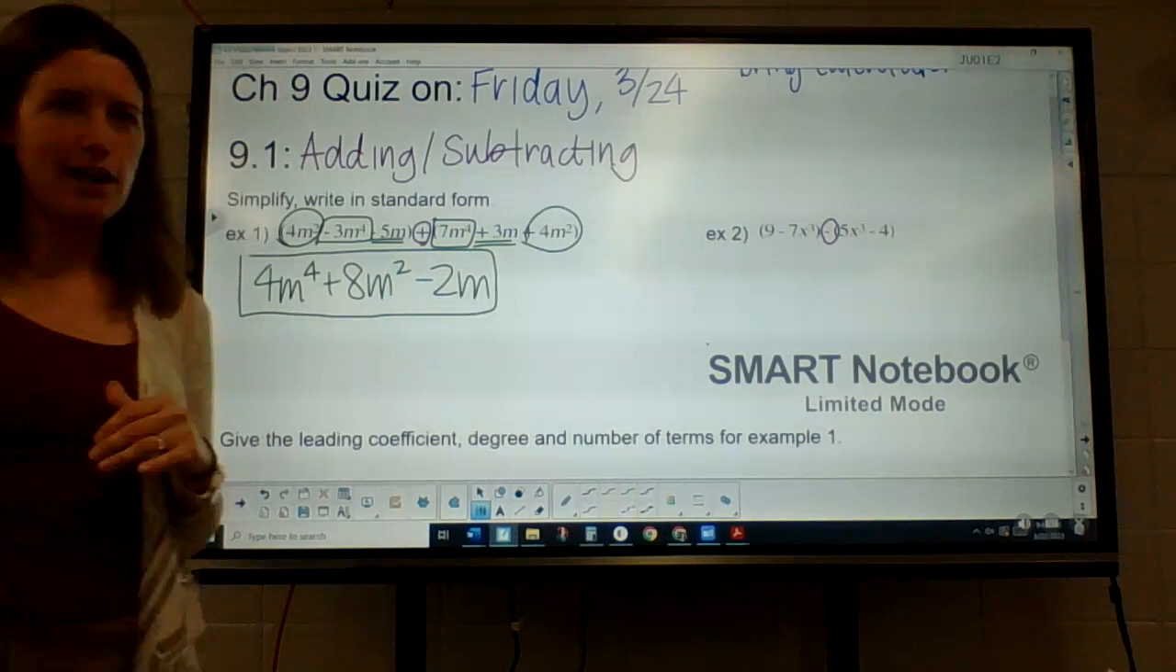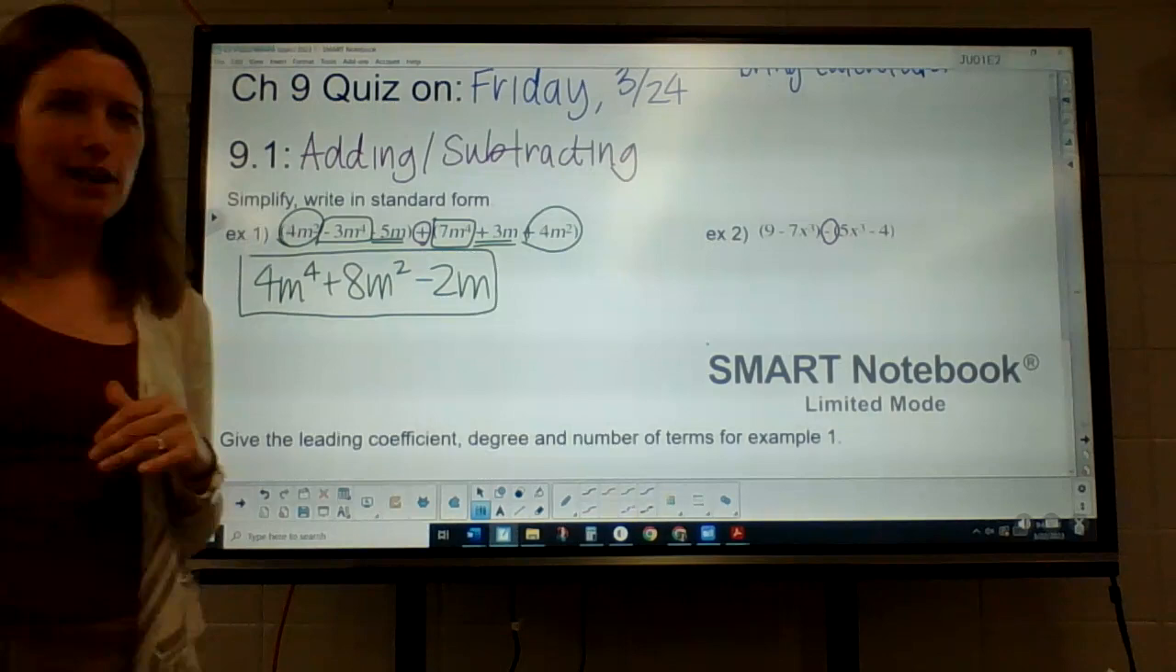The leading coefficient should be the 4. We call this like the line leader. So it's the front coefficient. It's the front number. It should be a 4. So it's like who's first in the order of the line. So the leading coefficient we'd say would just be 4 in this case.